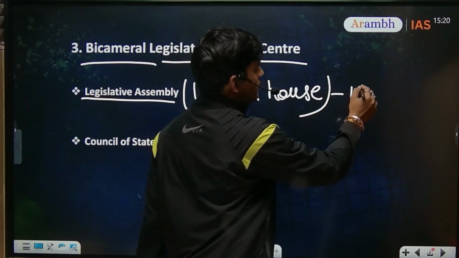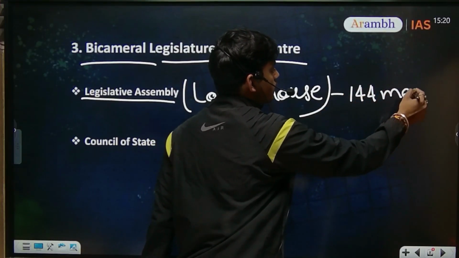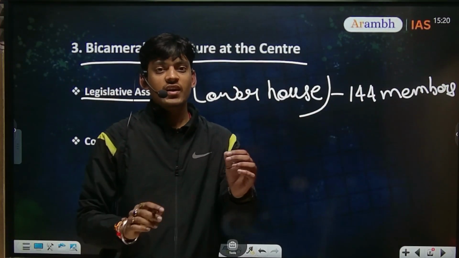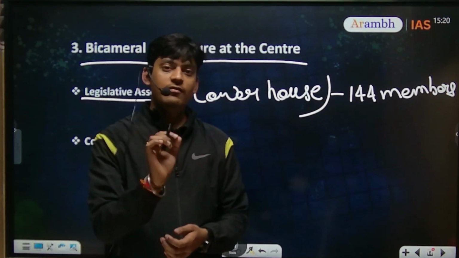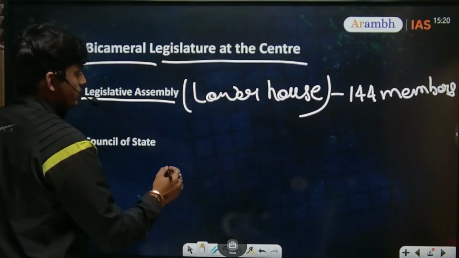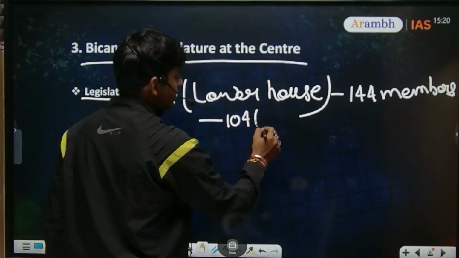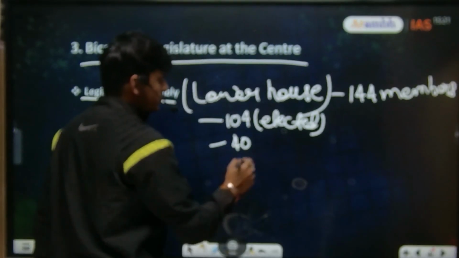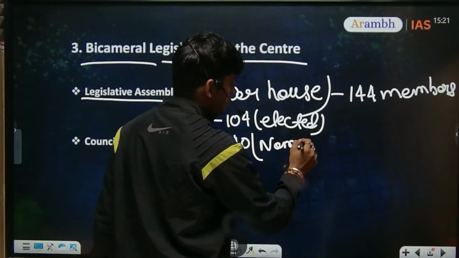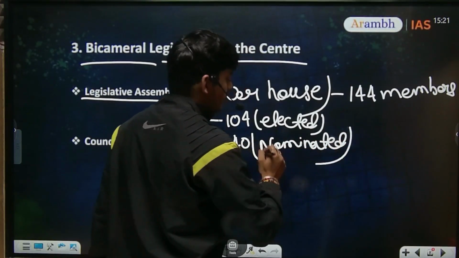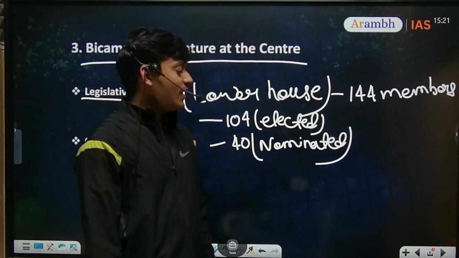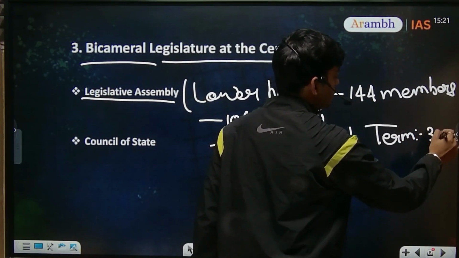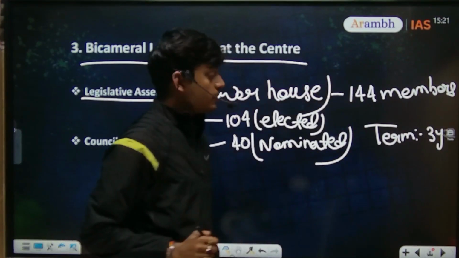There are 144 members. Of the 144 members, 104 are elected and 40 are nominated. Understood? And the term was 3 years.